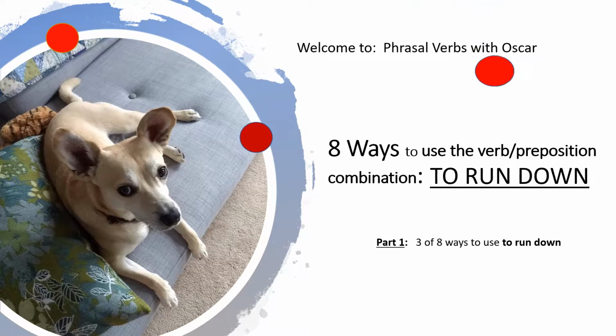8 ways to use the verb preposition combination to run down. This is part 1, 3 of 8 ways to use to run down.